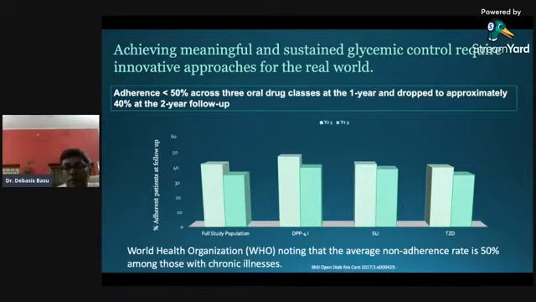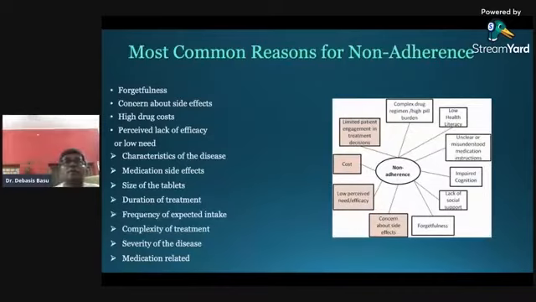And the World Health Organization also noted that the average non-adherence rate is 50% more in NCDs. So we now really need to take up this issue and talk about it. And I'm thankful to Shambo that he raised this very sensitive and very important topic, where we should all put our minds together and do something about it.